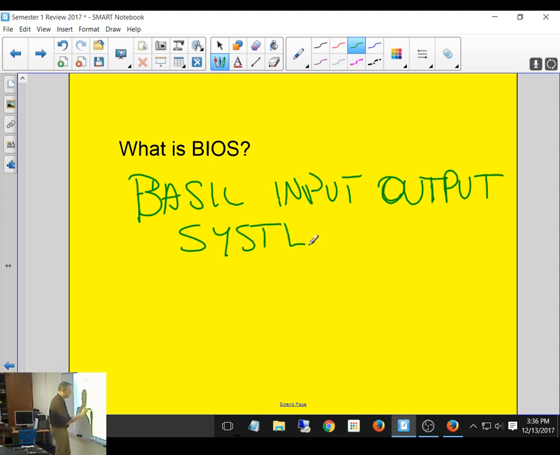Basic input-output system, okay? It's the first program, first piece of software that runs on our computer, and it's what starts our computer. It identifies all of our parts, and it determines where the operating system is, and then passes off that list of components that's on our computer to the operating system.